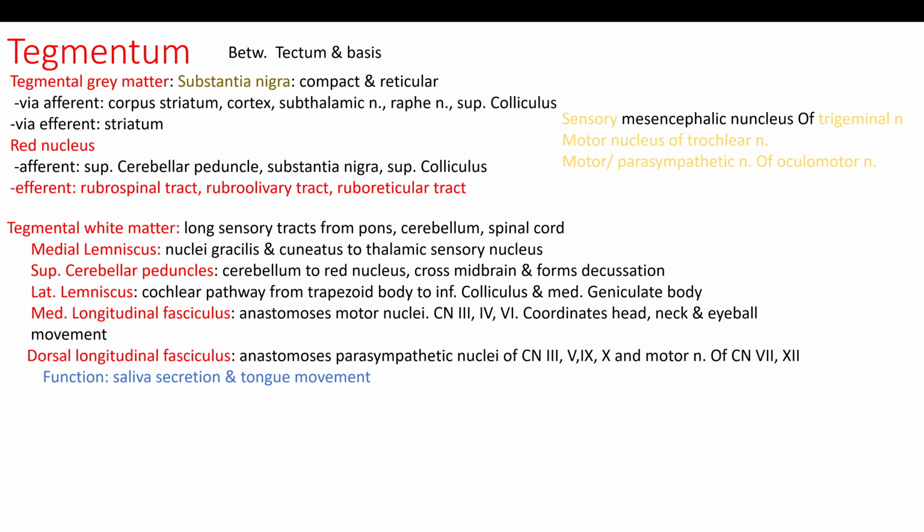Dorsal longitudinal fasciculus anastomoses with the hypothalamus, parasympathetic nuclei of cranial nerves 3, 7, 9, and 10. Motor nuclei of cranial nerves 7, 12. And we assume its function of the dorsal fasciculus is connected with the salivary secretion and tongue movements.